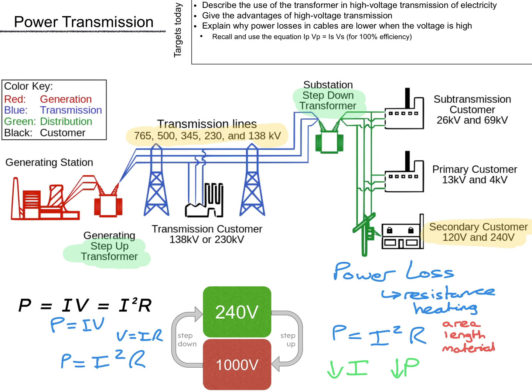So what I've covered in this lesson video is the national grid, which is how we transport the electricity around the country, step up transformers, high voltage, and then step down transformers. And I've also covered why we want to have the current to be as low as possible, because we want to have the power losses to be as low as possible.